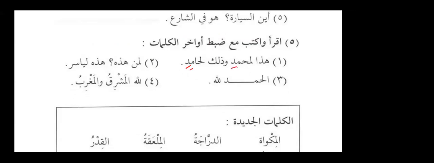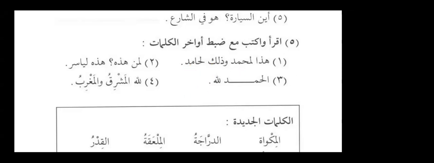اقرأ واكتب مع ضبط أواخر الكلمات. نعم. Brother عبد العظيم. هذا لمحمد وذلك لحامد. Very good. This is for Muhammad and that is for Hamid. Is this the first time we're coming across this word, ذلك? No. Okay, we've come across it before. So هذا لمحمد وذلك لحامد. This is for Muhammad and that is for Hamid.